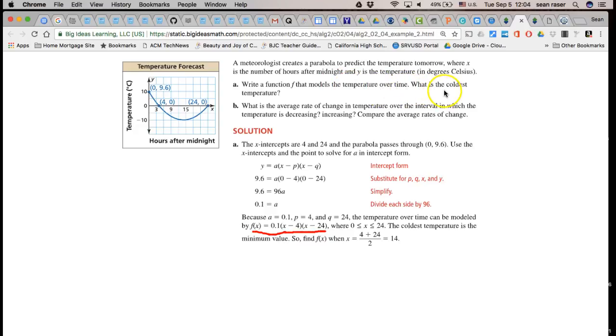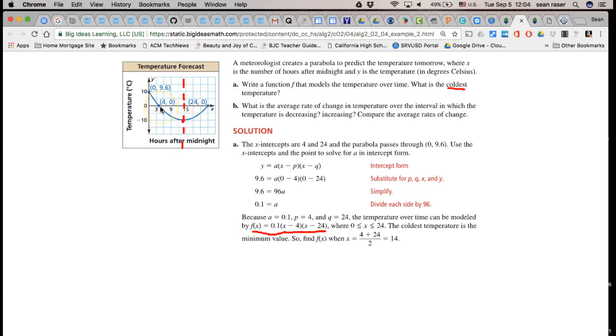Now to figure out the coldest temperature, when it says coldest, what that means is the minimum point on your graph. And remember, the minimum point is the vertex. So what we learned last section, when we talked about our intercept form, is that our vertex and our axis of symmetry are exactly halfway in between our x-intercepts.